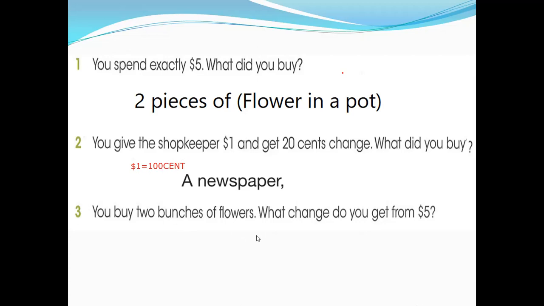You buy two bunches of flour. One bunch of flour is 20 cent. So two bunches of flour is 40 cent. What change do you get from $5? Sorry, a bunch of flour is $2. Two bunches of flour, 2 multiply 2, or you can say 2 plus 2, is 4. 5 minus 4 equals $1 remaining.